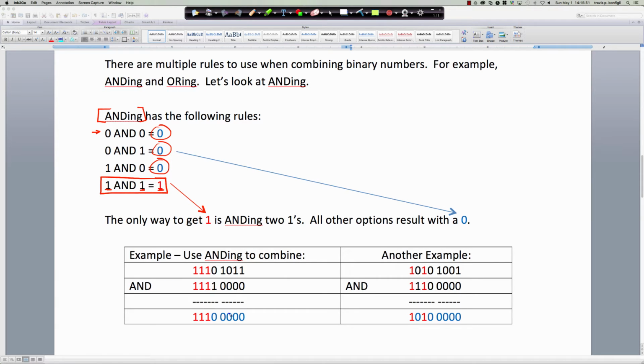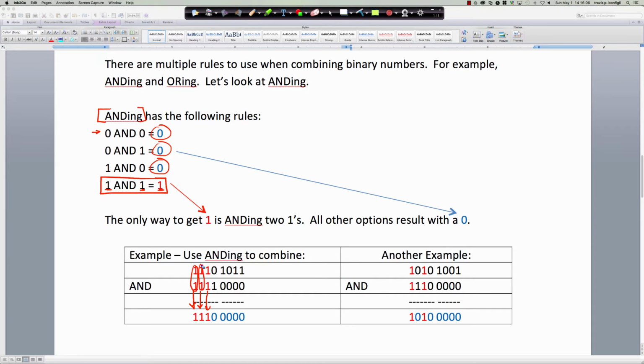So if we're doing ANDing down here, it says use ANDing. So you can see 1 and 1 results in a 1, and that results in a 1, because we're ANDing these two numbers here, right?